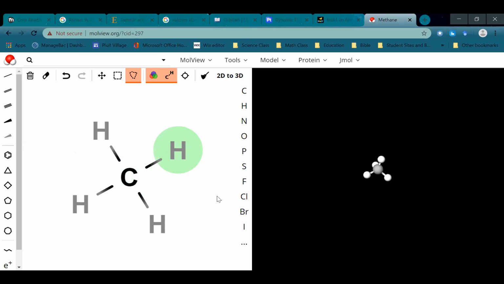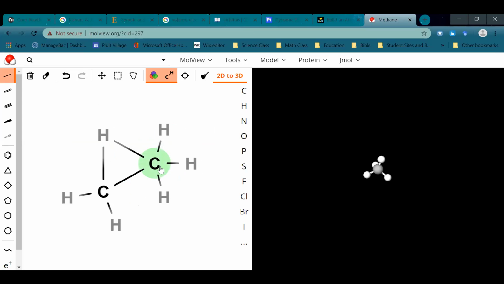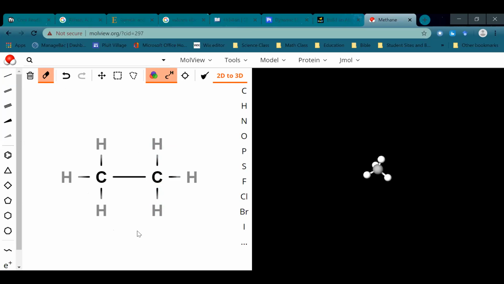But I could make this a little more complex. I could actually decide to make 2 carbons. And I could make a bond between them, just like that. But if I did that, it starts to do weird things. It's not actually happy like that. Hydrogen can't bond to 5, so we need to fix some things up. So I'm going to erase this hydrogen right there. Now if I look at it, is it happy like this?